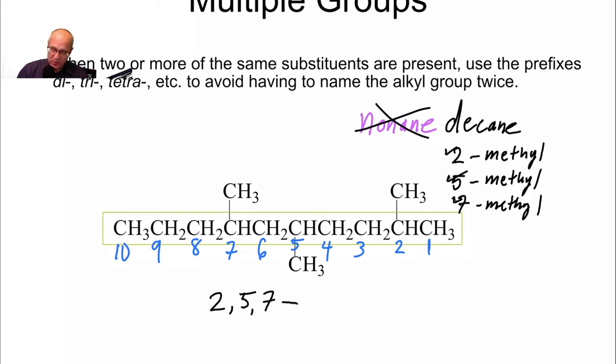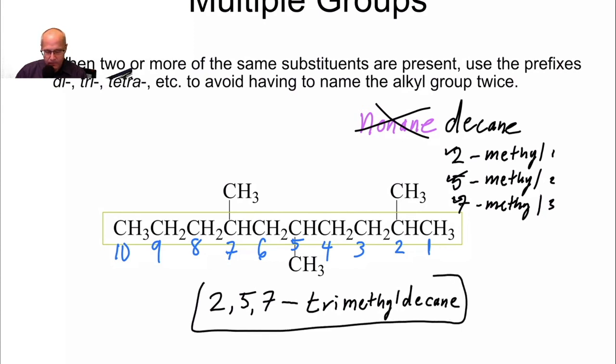Okay, because now there's a letter coming up. Tri. Because there's 3 of them. 1, 2, 3. Methyl decane. 2, 5, 7-trimethyldecane. That's how you name that one.